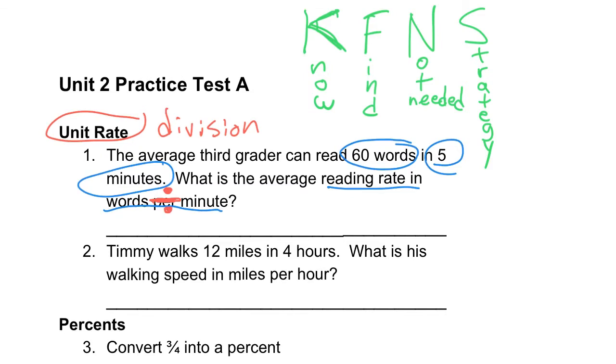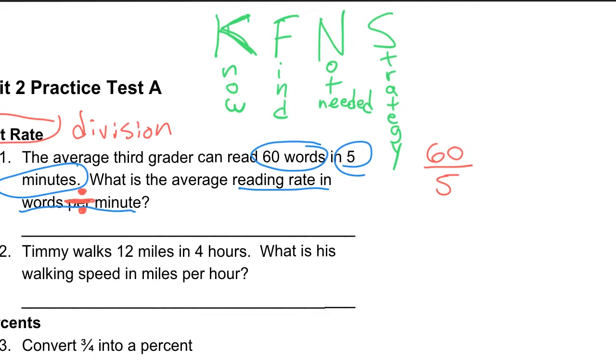So what is my strategy? I'm going to divide, in this case, words divided by minutes. Well, let's do that. We've circled both words and minutes. So 60 words divided by 5 minutes. If you know your multiplication facts, you can answer this quickly. If you don't, we can do this the long way.